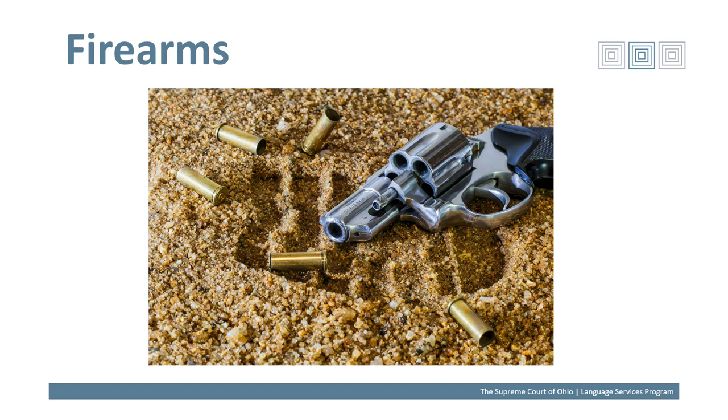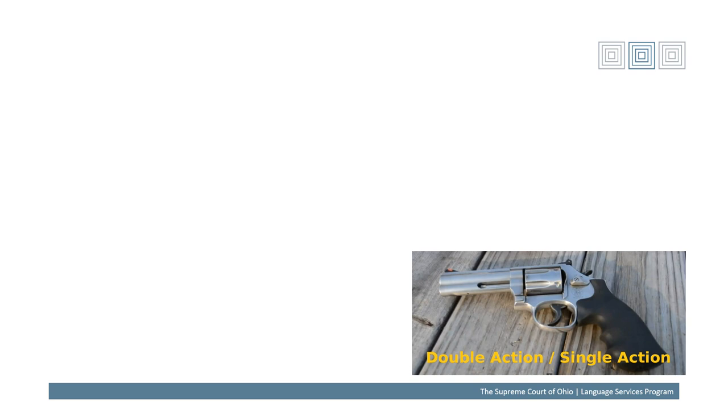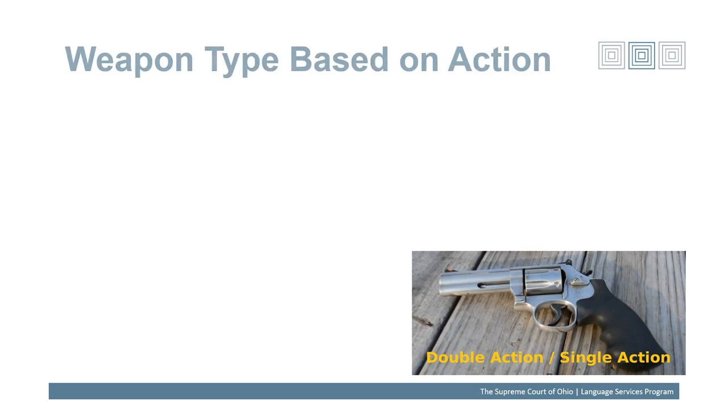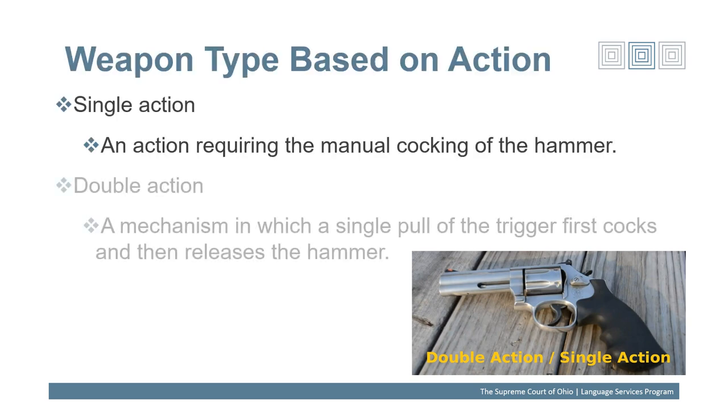Weapon types based on action refers to the mechanism that handles the ammunition or the method by which that mechanism works. These can be single action, an action requiring the manual cocking of the hammer, or double action, a mechanism in which a single pull of the trigger first cocks and then releases the hammer.